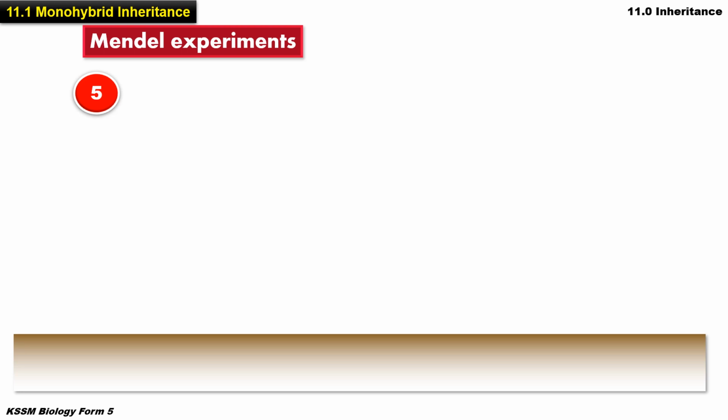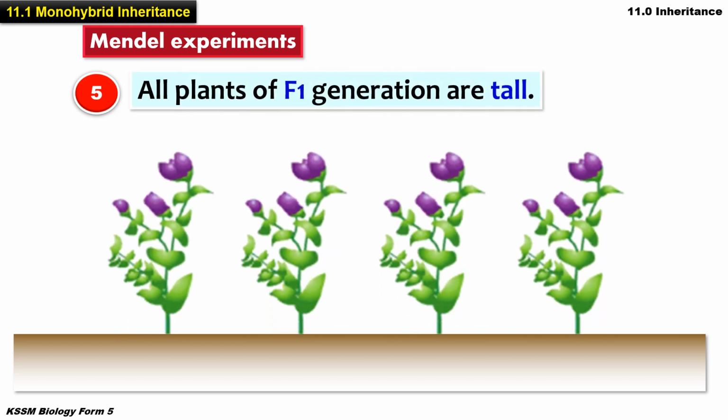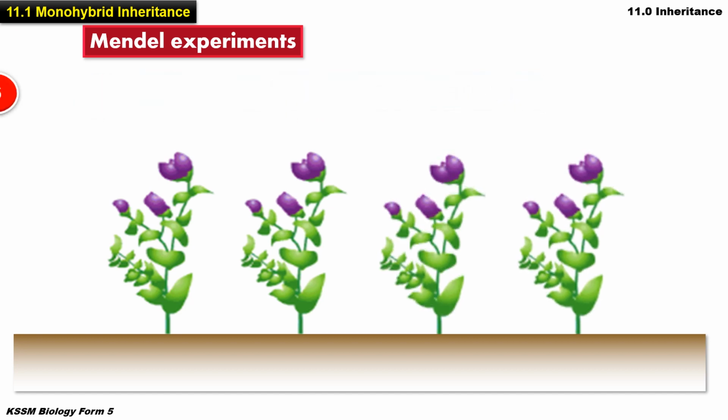Selepas dia tanam, wait for a few months macam tu, all the plants yang dia tanam daripada pollination pendek dan tinggi tadi, dia dapat all tall plants. Semua pun tinggi. So ini kita panggil sebagai F1 generation, filial first generation. Is it stop sampai sini je?